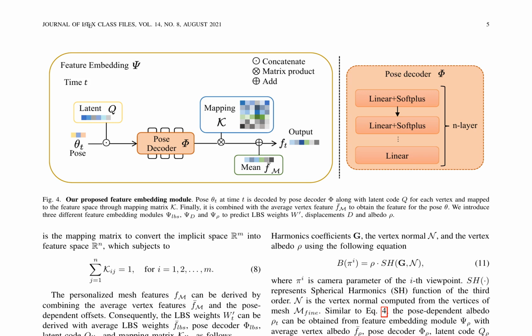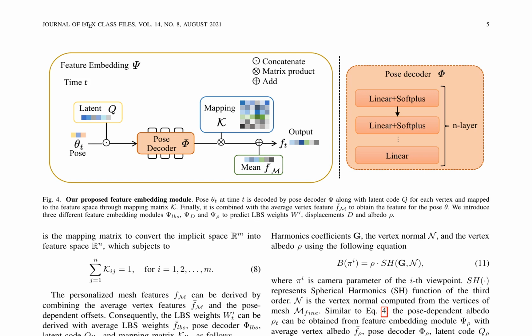The proposed XHand model introduces a novel feature embedding module for hand pose estimation and mesh-based neural rendering. This module consists of three different feature embedding modules, Ψ_LBS, Ψ_D, and Ψ_R, which predict LBS weights W, displacements D, and albedo ρ, respectively. The personalized mesh features F_m are derived by combining the average vertex features F̄_m and the pose-dependent offsets. The LBS weights W are obtained using the pose decoder Φ_LBS, latent code Q_LBS, and mapping matrix K_LBS.